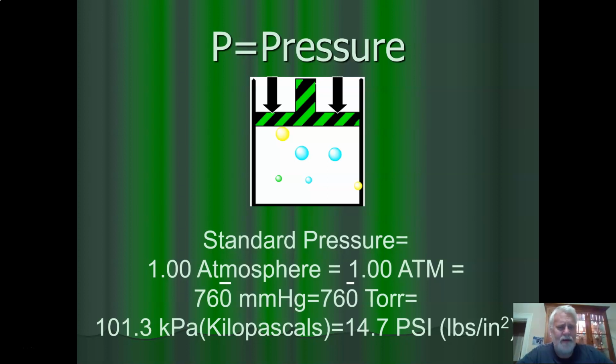If you were given torrs and you wanted to convert into kilopascals, you have your conversions right there. 760 torr equals 101.3 kPa. So this can be a very useful tool for us in making these conversions.